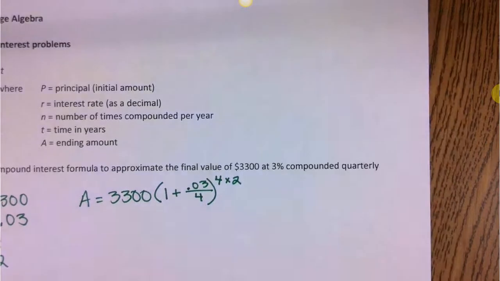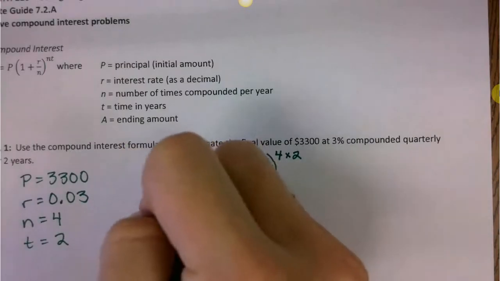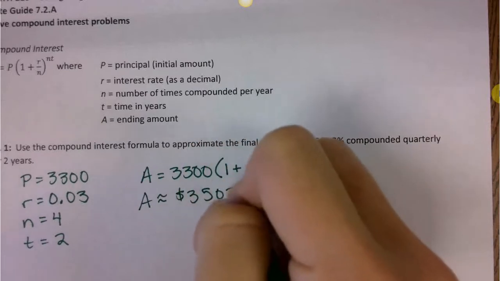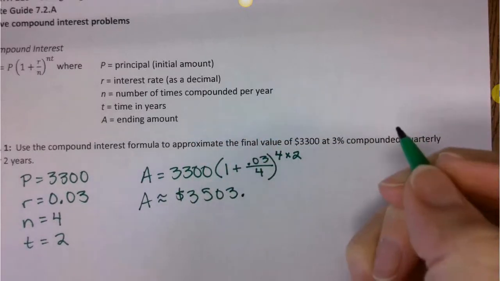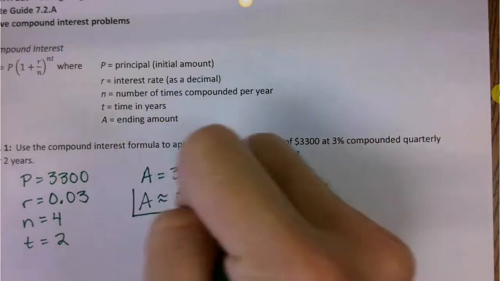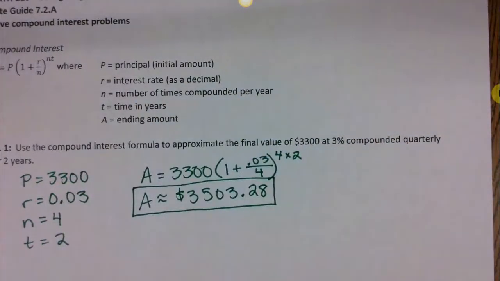You can see we get a final amount of approximately $3,503, and to the nearest cent, 28 cents. So that's how much we have in this account at the end of the 2 years.